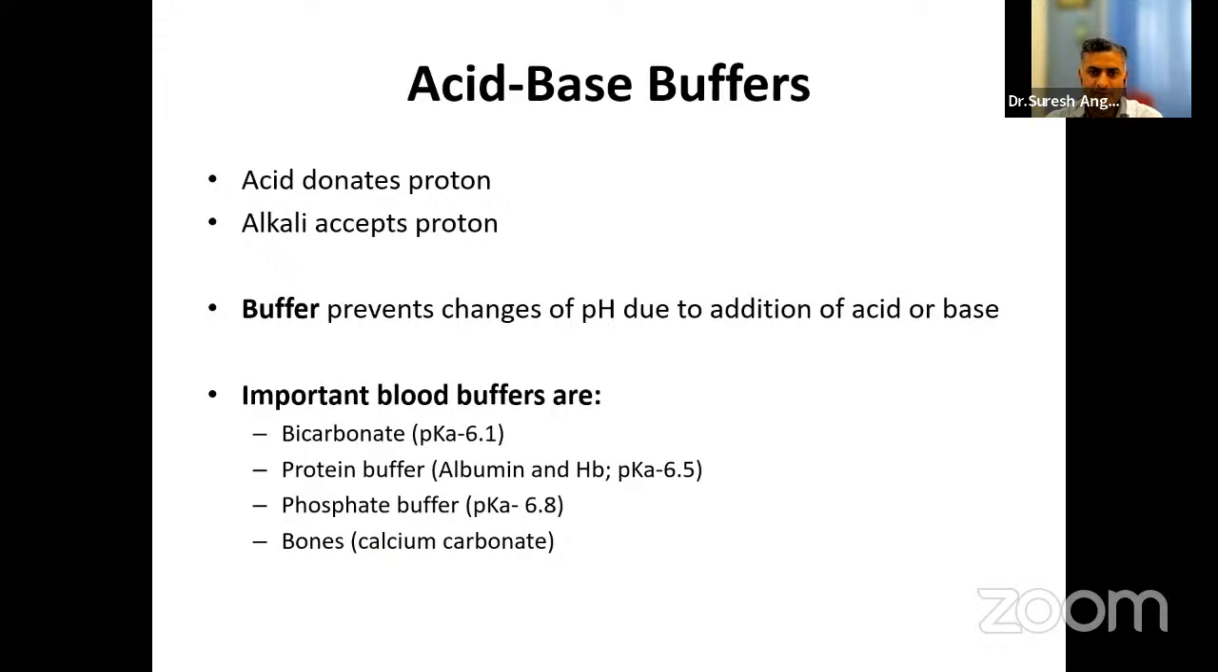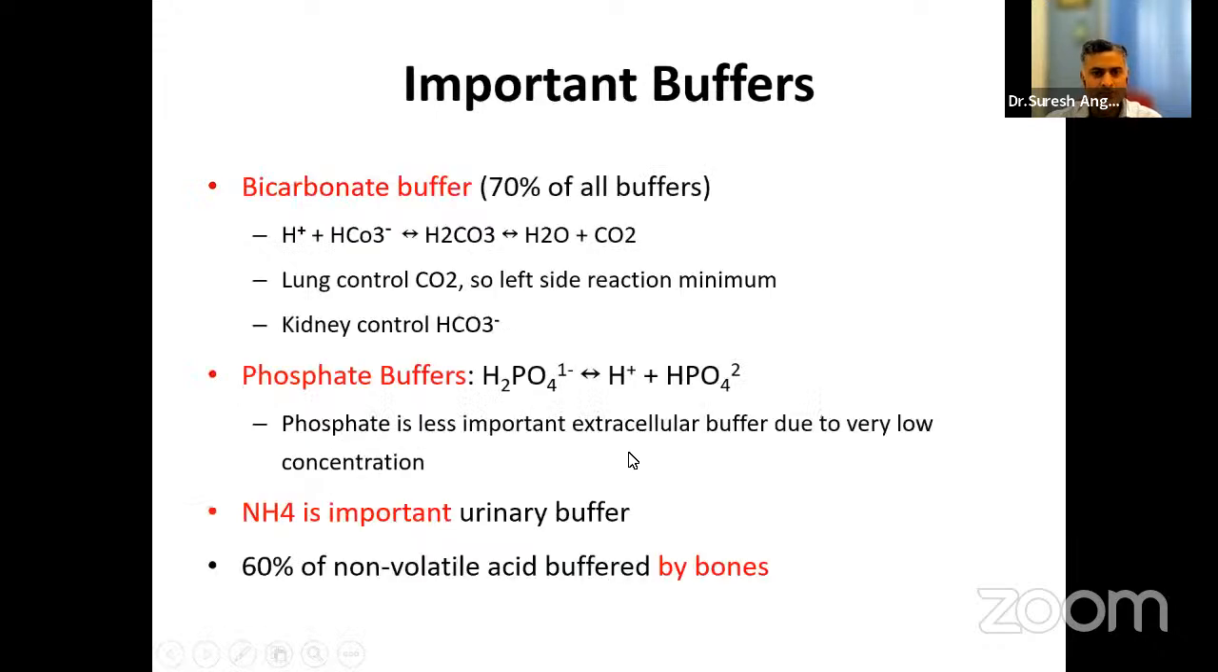So what are acid-base buffers in the body? An acid is basically any substance which is added to the body or any fluid, and it donates protons. And an alkali is a substance which accepts protons. Buffers are the substances which prevent changes in pH when any acid or base is added to the body or to any fluid. And what are the important buffers inside the human body? These are bicarbonate buffer, protein buffer, phosphate buffer, and calcium carbonate in bones. These are the 4 most important buffers inside the human body.